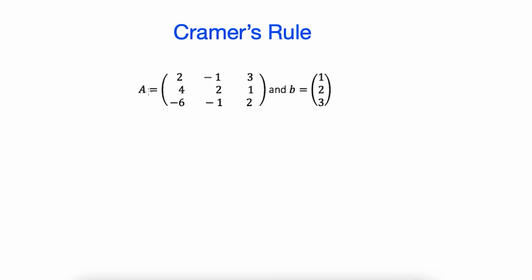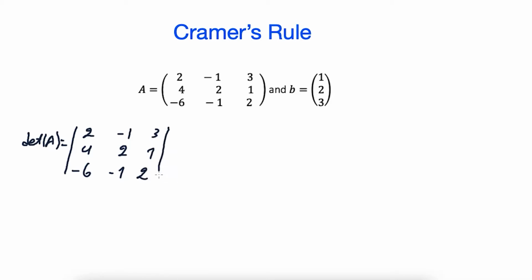So here is the same example that we have seen before. First we must compute the determinant of A. The determinant of A equals 2, 4, minus 6, and minus 1, 2, minus 1, and 3, 1, 2. As it is 3 by 3, we can compute it by putting these two columns here: 2, 4, minus 6, and minus 1, 2, minus 1.